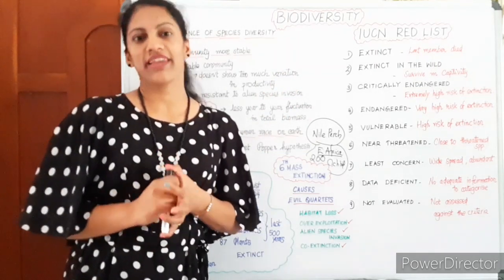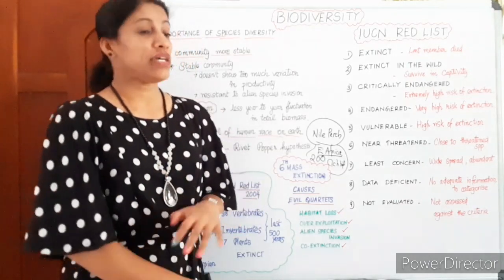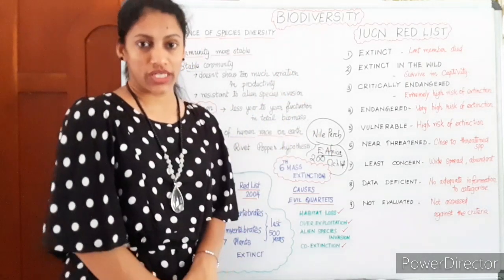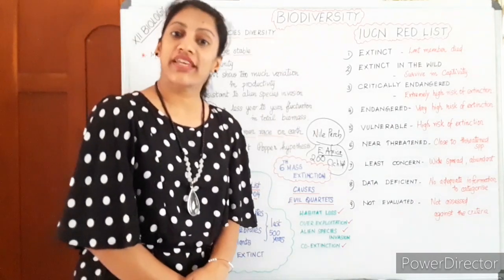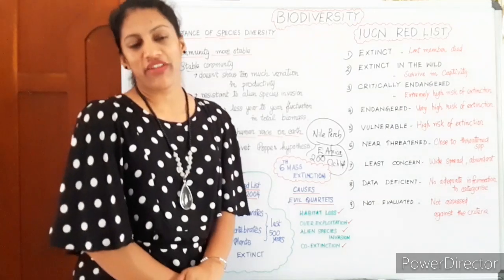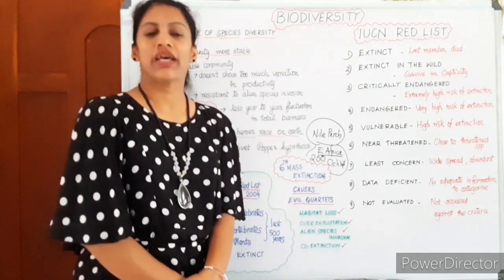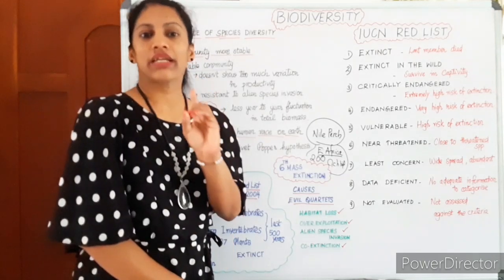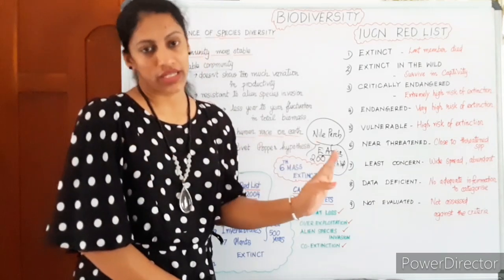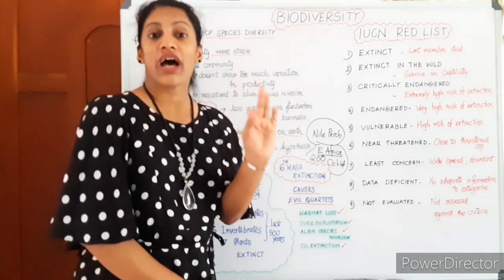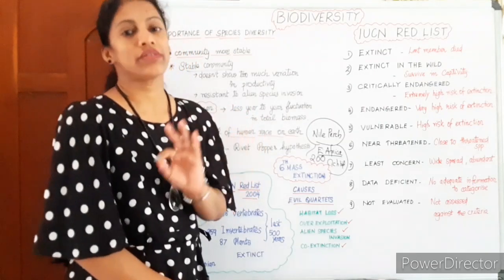You have already studied that the IUCN Red List is the list of threatened species, and here we have 9 categories. The first category is extinct. You are very familiar with mammoths, dinosaurs, like organisms. There is not even a single member existing in the world. That means it is extinct. Even the last member has died. We have a clear idea that even the last member has died.